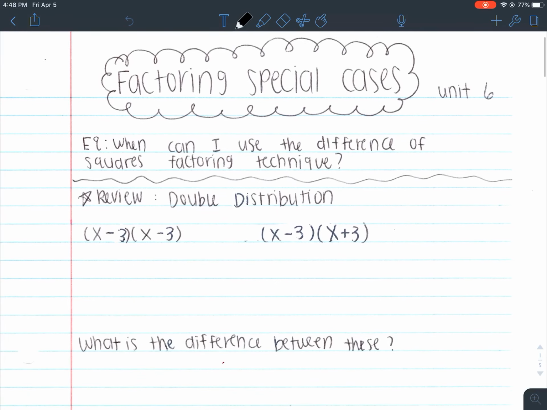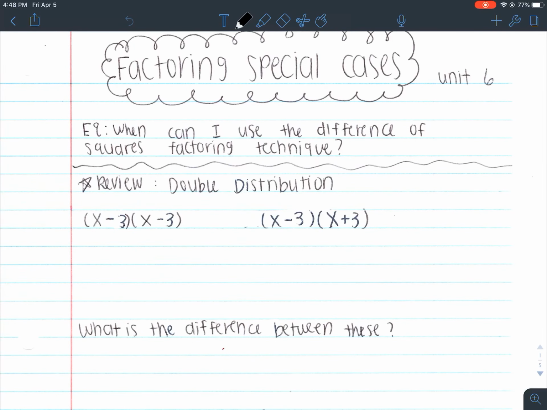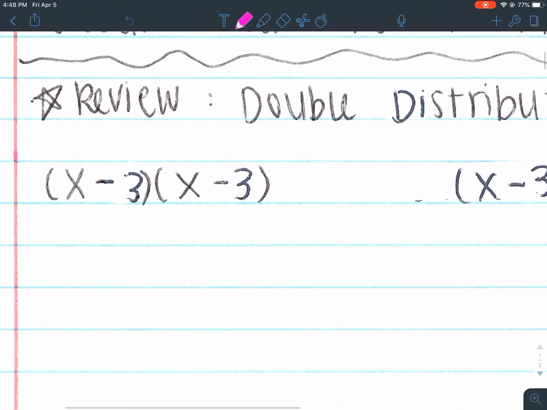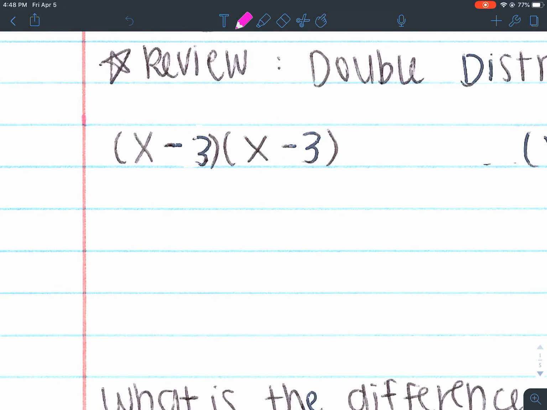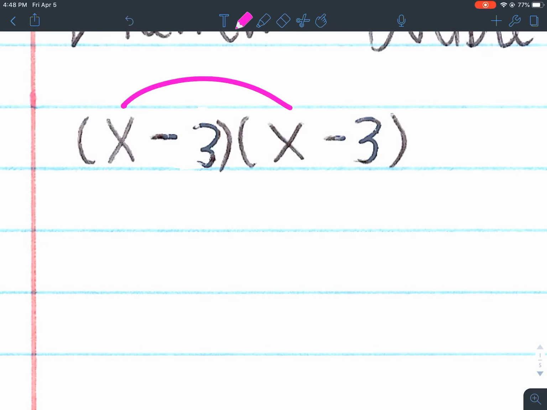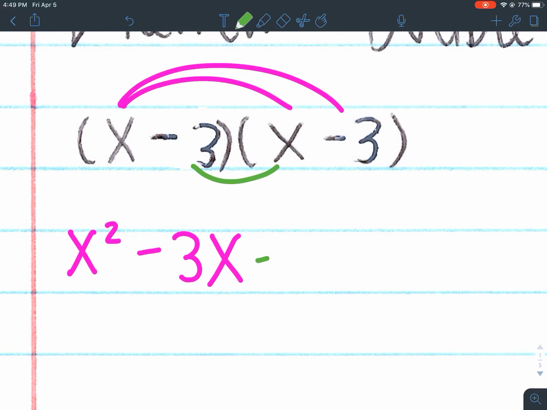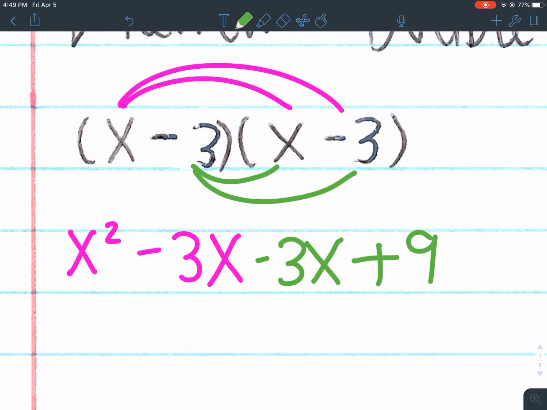Okay, so before we begin this, we're going to go ahead and review double distribution. And I know we've done this on a couple of our notes already, but it's always good practice. So first, I'm going to do x times x. That gives me x squared. X times negative 3 is negative 3x. I've distributed my x, and now I'm going to distribute the negative 3 over. And then negative 3 times negative 3 is positive 9.